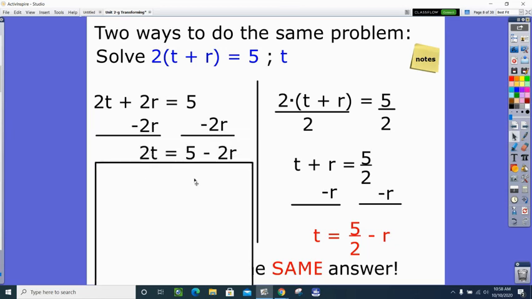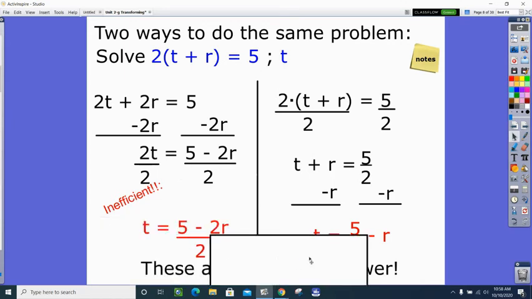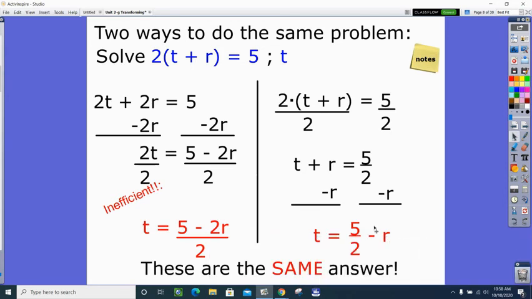And now you have to divide by 2. And that's the inefficient step, because you multiplied by 2 a few steps ago, and then you divide it out 2 steps later. So it is inefficient to do it one way and then undo it 2 minutes later, okay? So your final answer here would be T equals (5 minus 2R) over 2.